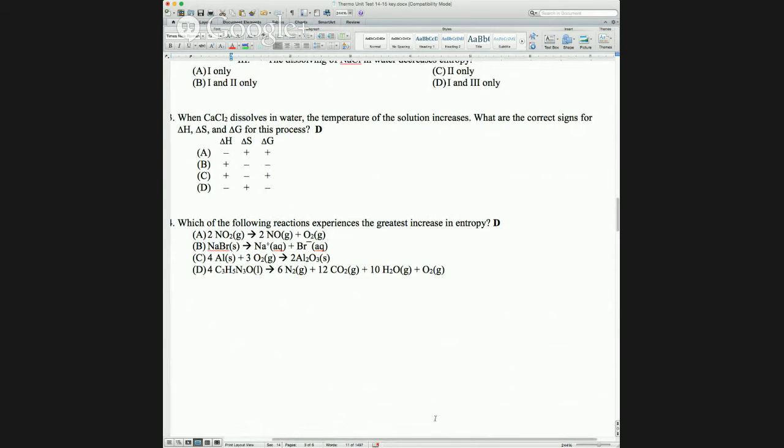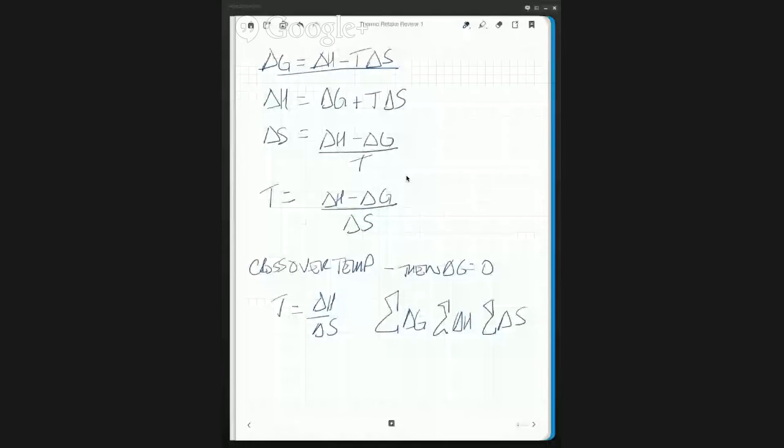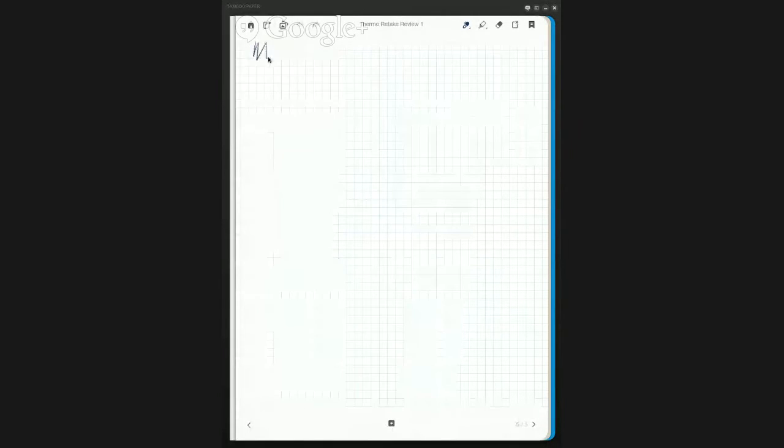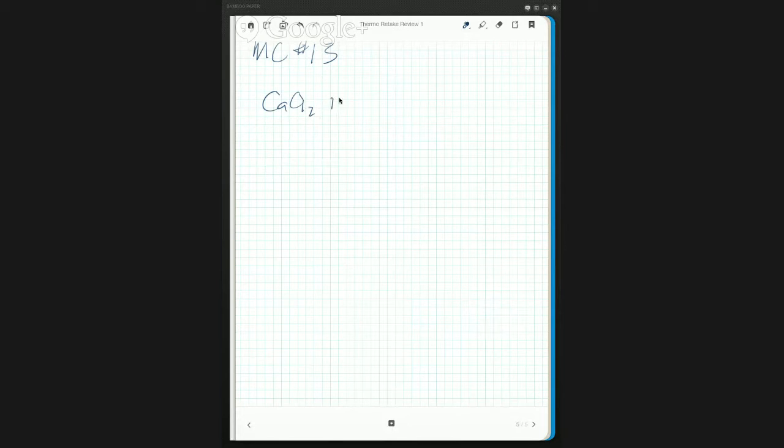And so I'd like to do this on the bamboo sheet. There's going to be a question like this on the test. So let's go ahead and share that. All right. So this is multiple choice number 13. So we have CaCl2. That looks terrible.